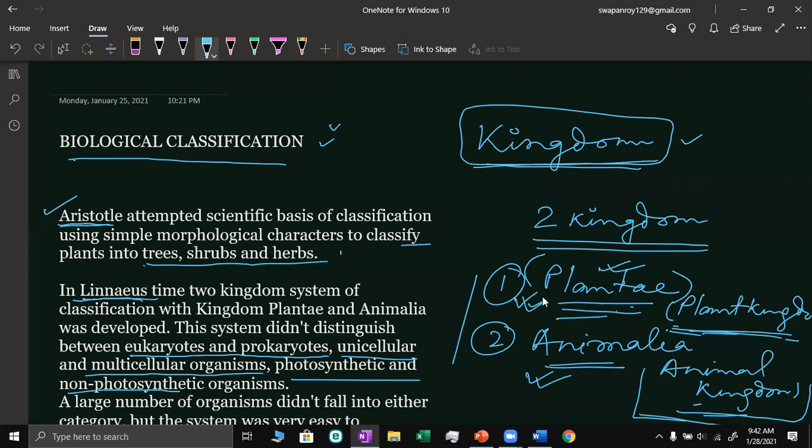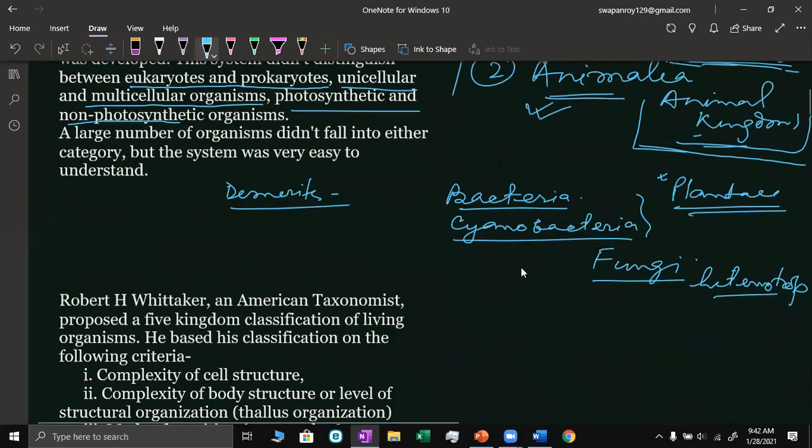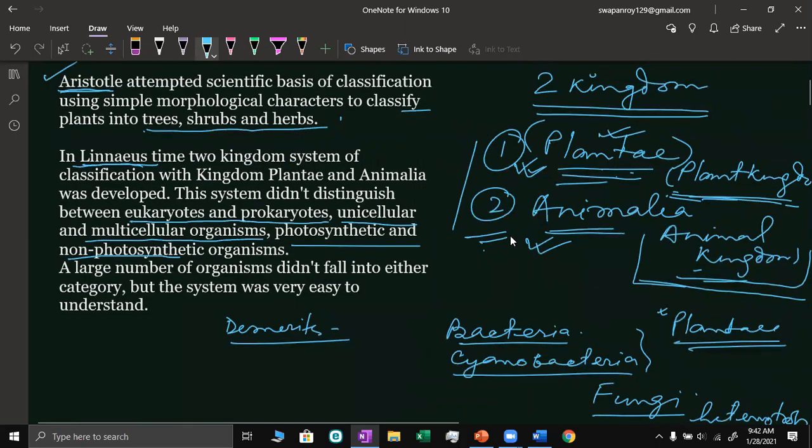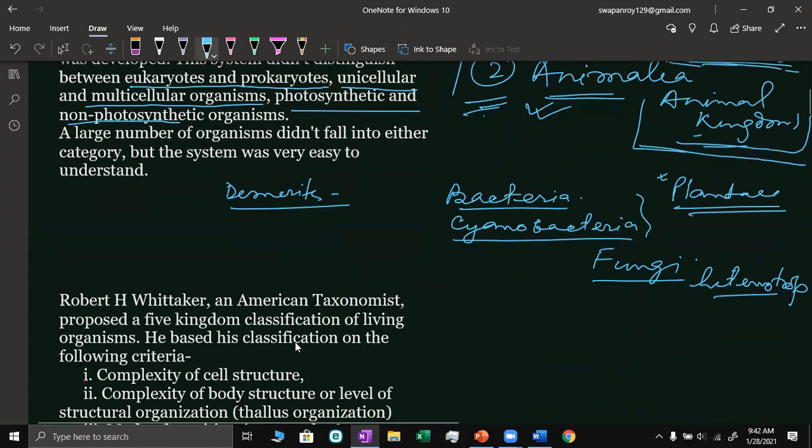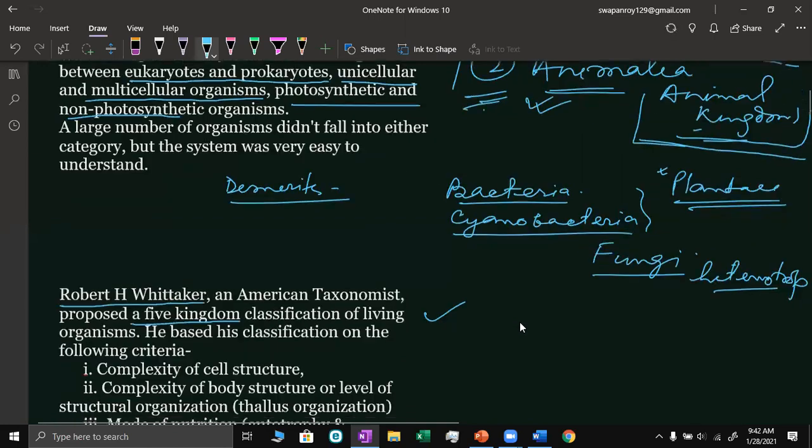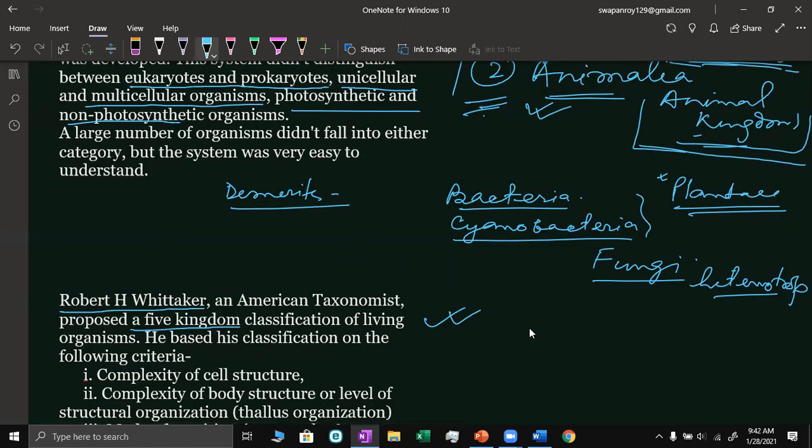So a lot of anomalies were there in this two kingdom classification, and that's why the people were trying for a better classification. So they made three kingdom, four kingdom, five kingdom, six kingdom, even seven kingdom classification. But the best one which became popular was the five kingdom system proposed by Robert Whittaker. He gave a five kingdom system of classification, and that is the most popular one at present day, and we have to learn about that.